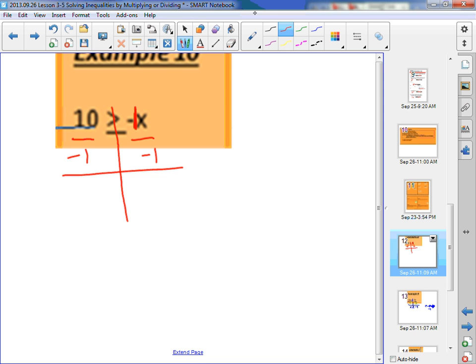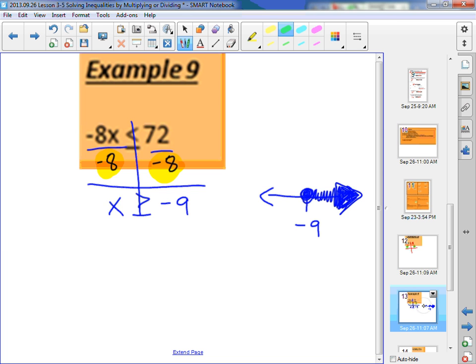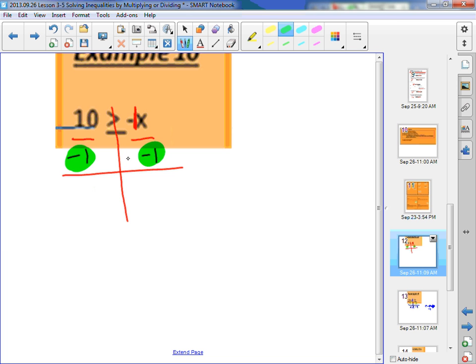on both sides. Now, because the number that I divided with is negative, what does that tell me? Yeah, remember this? When the number that I divide with is negative, you have to flip your inequality symbol. So I'm going to flip it to a less than or equal to. So 10 divided by negative 1 is negative 10. And then negative 1x divided by negative 1 is x.